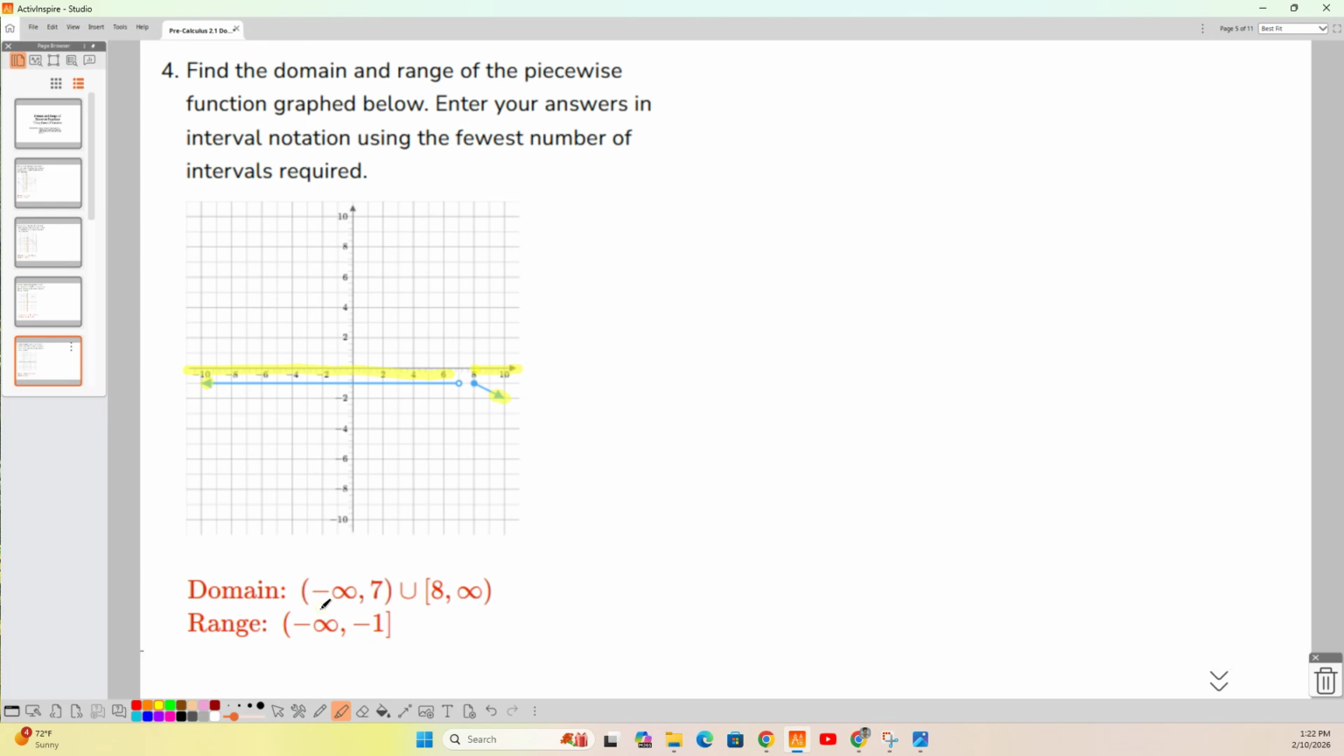The domain is negative infinity to 7, not including 7. So we use a parenthesis because of that open circle at 7. Union 8, including 8 because of the closed circle at 8. So we use a bracket to infinity.